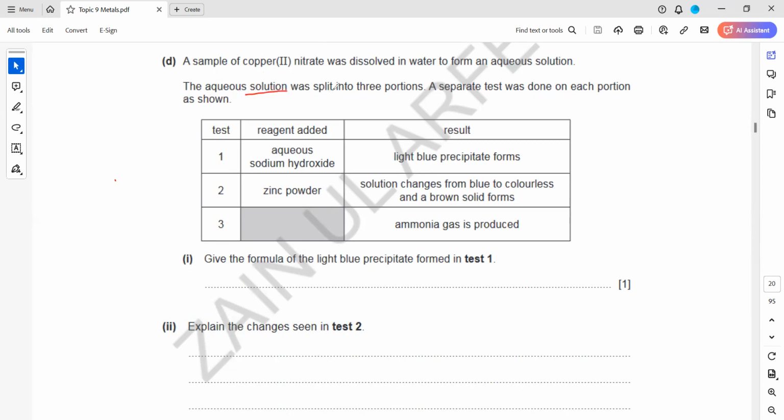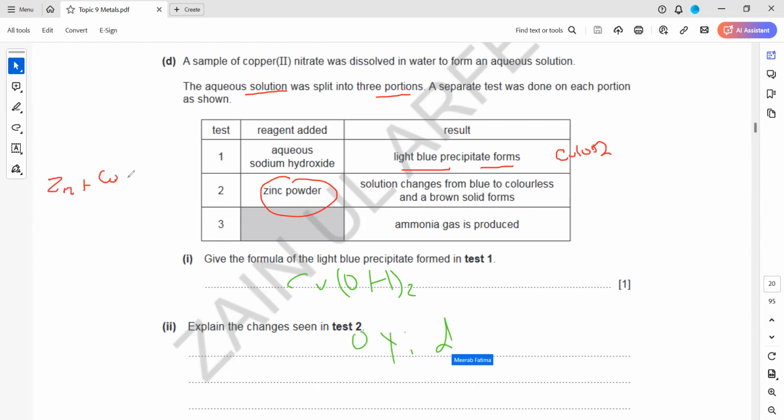The aqueous solution was split into three portions. First, we had sodium hydroxide, a light blue ppt formed. Why light blue ppt? Because these precipitates are due to hydroxide. The copper hydroxide is there. With zinc powder, the solution changes color. Why does the solution change color?